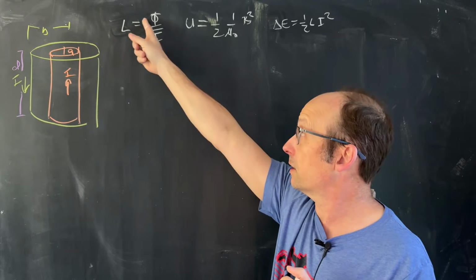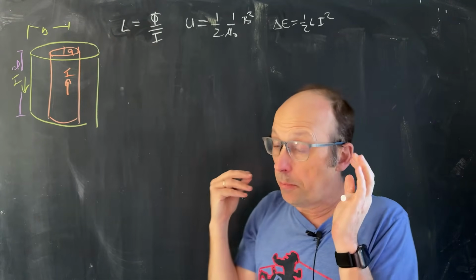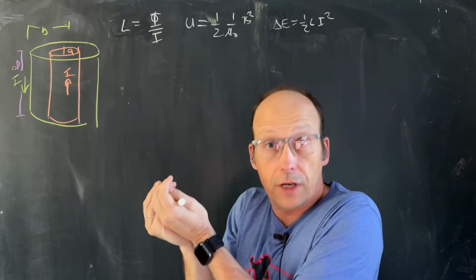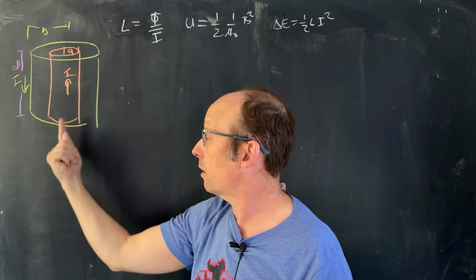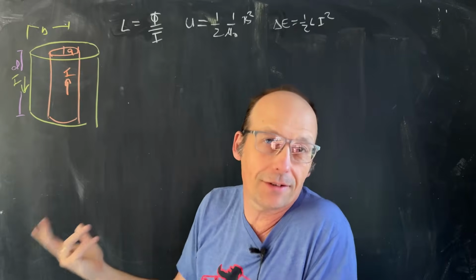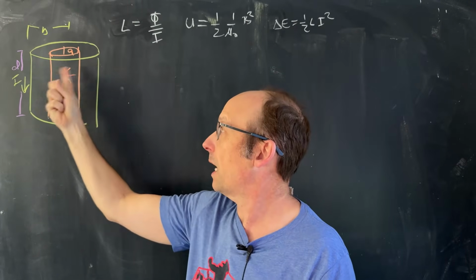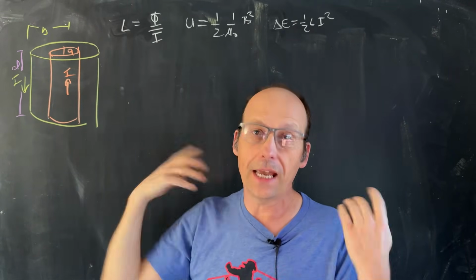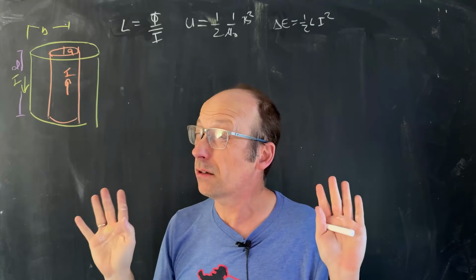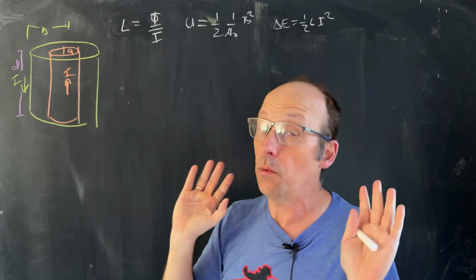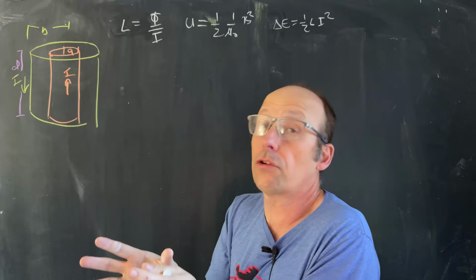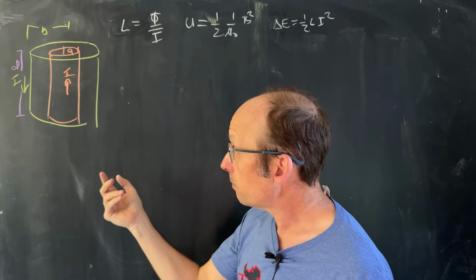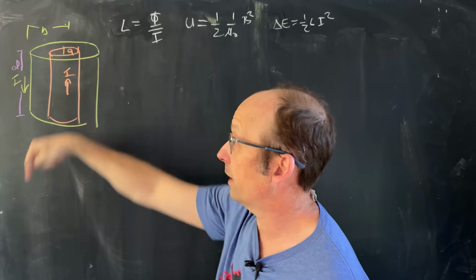We have the inductance as the flux divided by the current, but in order to find the flux, we need to find the magnetic field. So I have here a coaxial cable. It's a wire, and it has a current on the outside of the wire. It doesn't really matter whether it's on the outside or not, but we do need to know that it's uniform in the circular direction. And then an outer wire with current going down the other way.